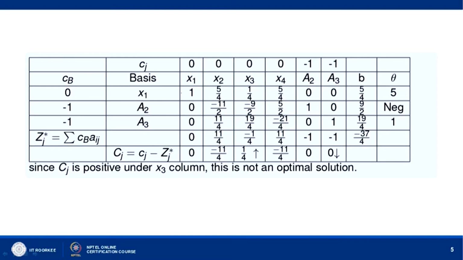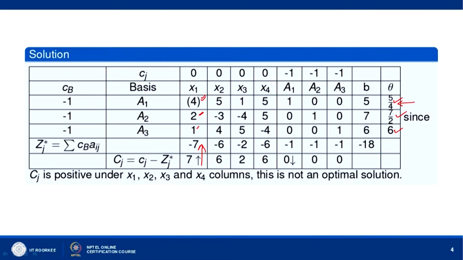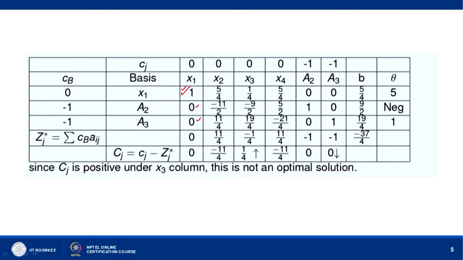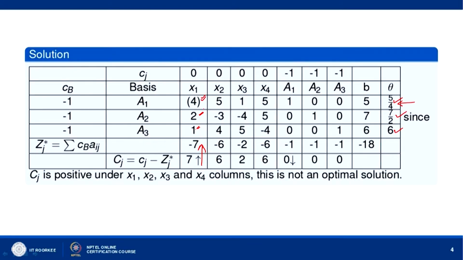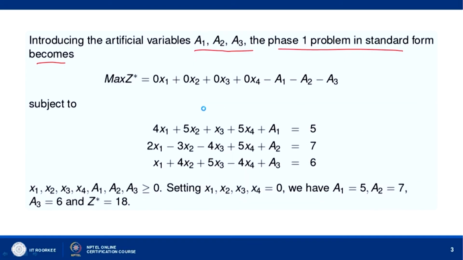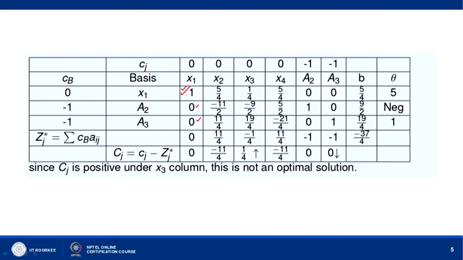Now, with the help of this new row, where we have made the key element 1 by dividing by 4, we make the other entries in the key column zeros. The other entries in the key column are 2, here we have 2, here we have 1. This means that we multiply this row by 2 and subtract from the second row, and then to make this entry 0 we just subtract this row from the third row.